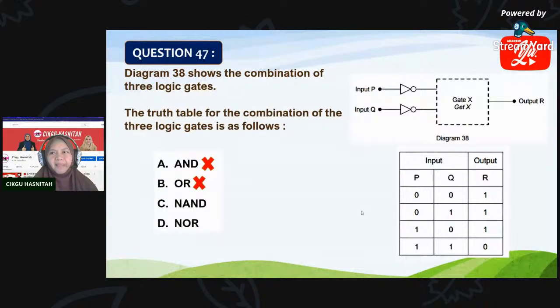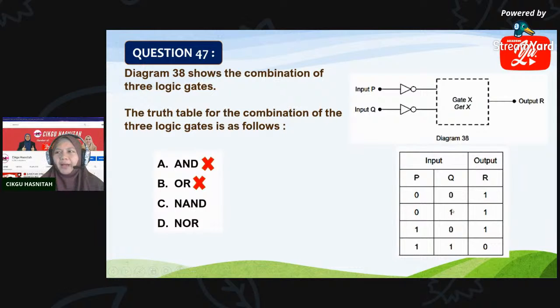How about C? NAND gate. NAND gate means we read AND first and then we read the NOT. We read AND first and then the NOT. So 0 and 0 is 0. NOT 0, supposed to be 1. See, this is 1. Correct.